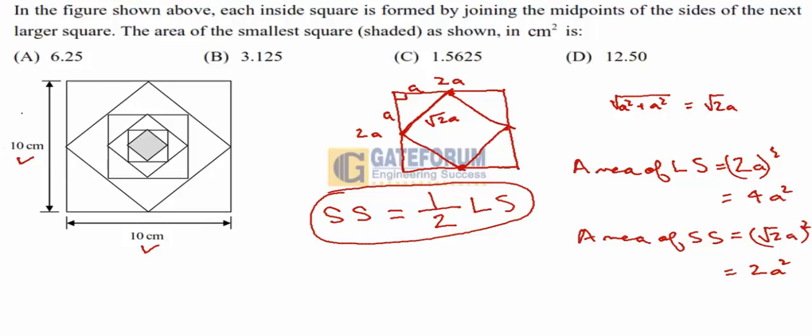Now, if such were the case, this square area is 100. So this square area must be 50. Hence, this square area must be 25. And hence, this square area must be 12.5. See, everything is half. Then this square area must be 12.5 by 2, that is 6.25, and hence this final shaded square's area would be half of 6.25, that is 3.125. So this should be the area of the shaded square.